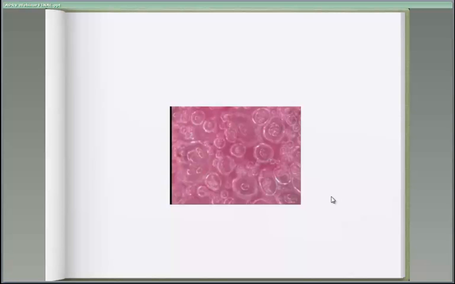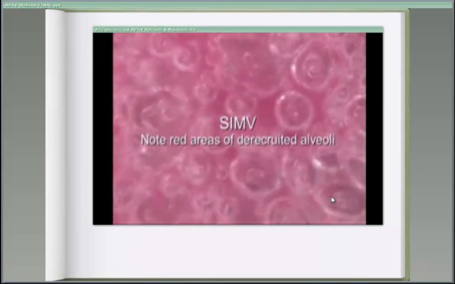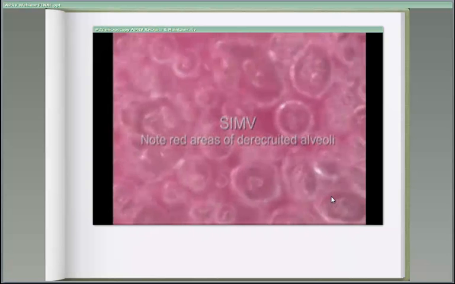Now, this is actually an injured rat lung, and I want to show you something we've done recently. The camera is a little bit unstable, and I just want to show you what happens when you go from SIMV. You have a little bit of rocking here.